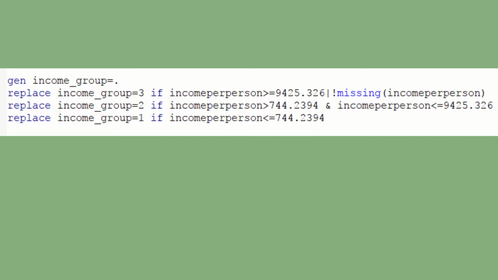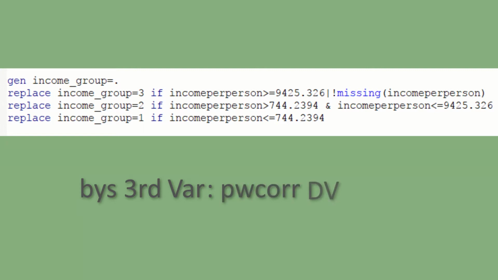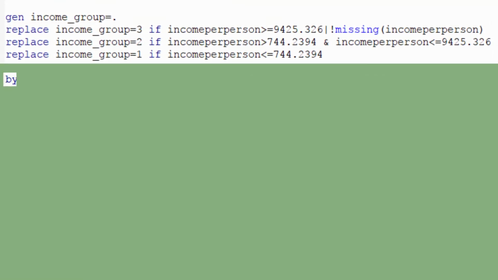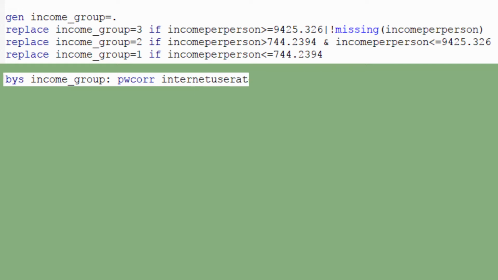Once this variable is created, we simply include it in the argument, by third variable colon, that we put in front of our command to generate a Pearson correlation: pwcorr, dependent variable, independent variable, sig. Here's the syntax for our current example. by incomegroup, colon, pwcorr, internet use rate, urban rate, sig.